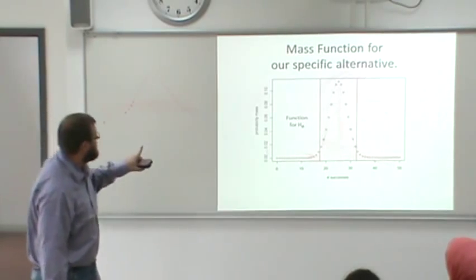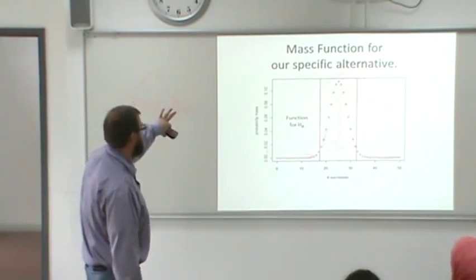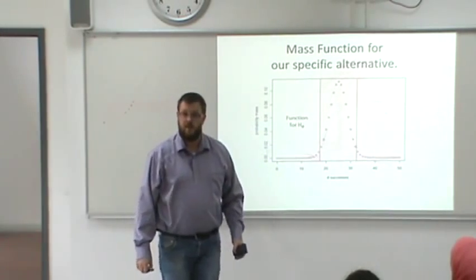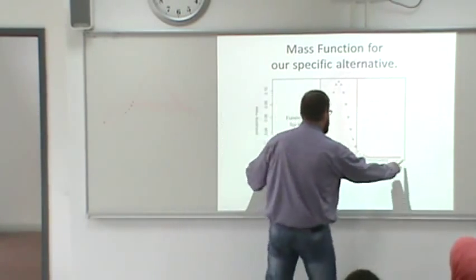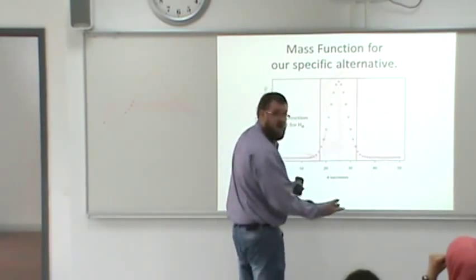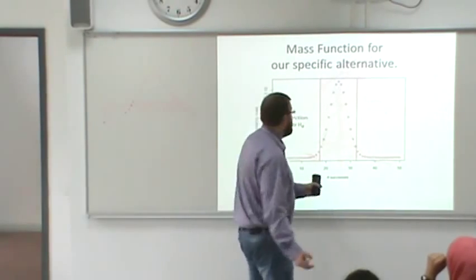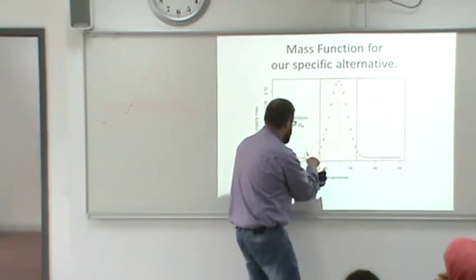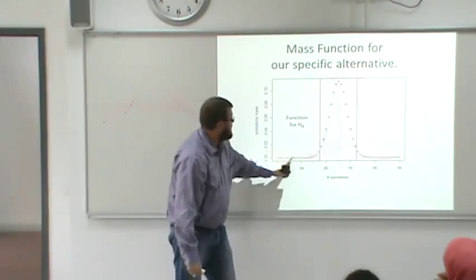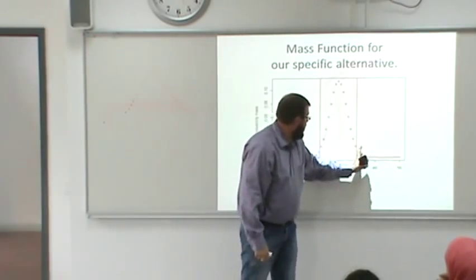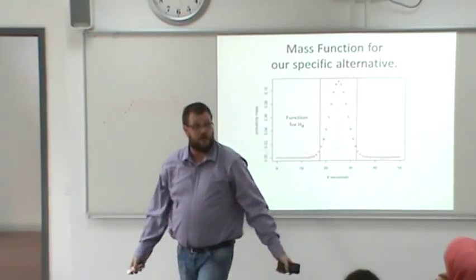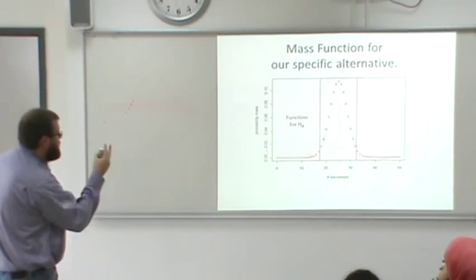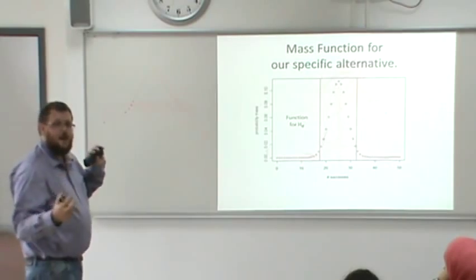Okay, so here is now the mass function for our specific alternative. This is the mass function for the null hypothesis. Right? 0 to 50, we have an alpha of 0.05, we have our cutoff set right there, right? At less than or equal to 17, and at greater than or equal to 33. So this is what we get from the null hypothesis, sample size and alpha.